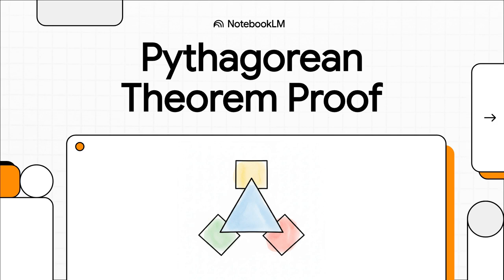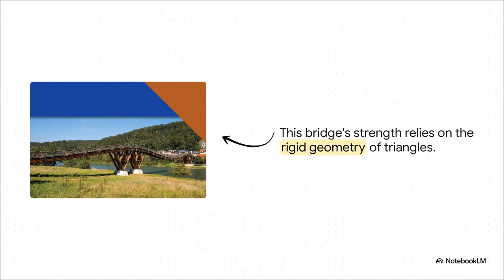So today, we're going to build that proof from the ground up. And I think you'll see it's way more elegant than you ever imagined. I mean, just look at the trusses on this bridge. The whole reason this massive structure is so strong is because of the rigid, predictable shape of triangles. And what's the master rule that governs them all? You guessed it, the Pythagorean Theorem. So let's dive in and really unpack the elegant proof behind it.